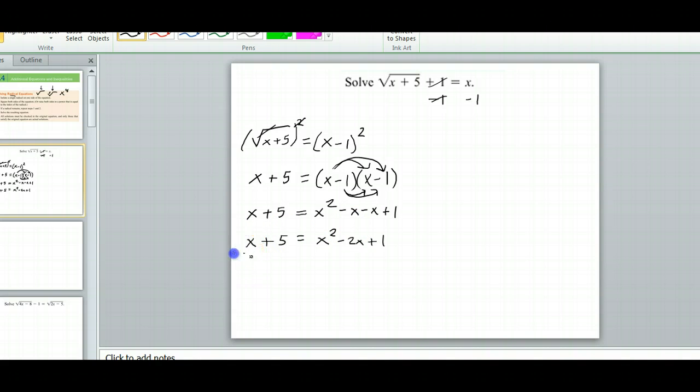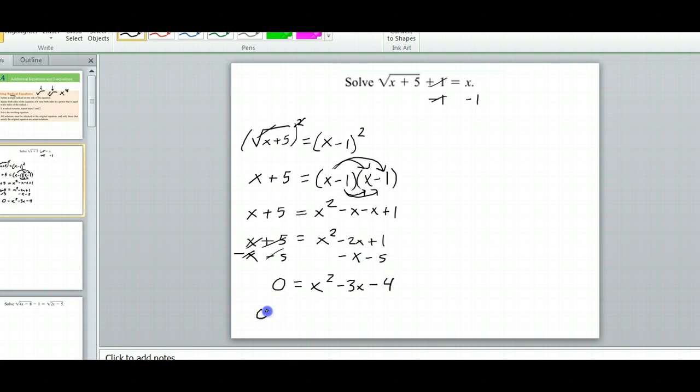Alright, now, I subtract x from both sides, and I subtract 5 from both sides because we've got a quadratic, and we want to solve it by setting everything equal to 0. Remember, that's how we solve quadratic equations. So a lot of the times when you do radical equations, you end up with a quadratic equation because you have to square both sides.